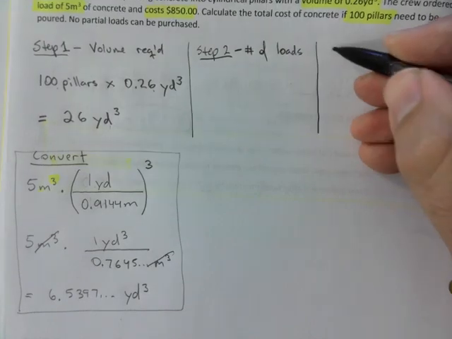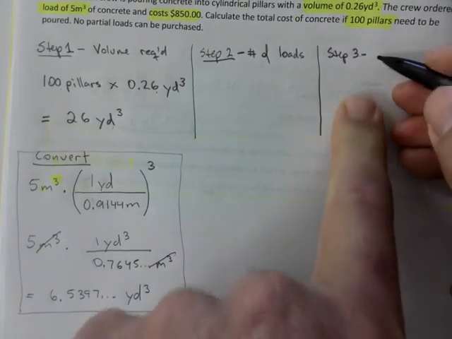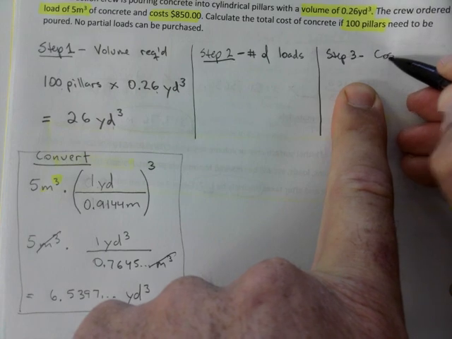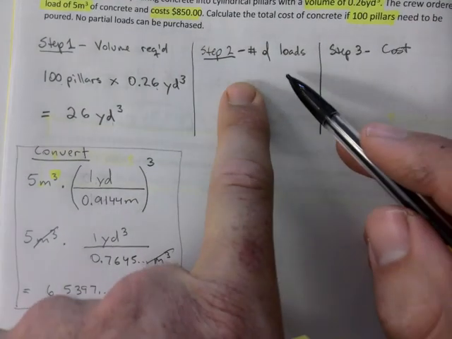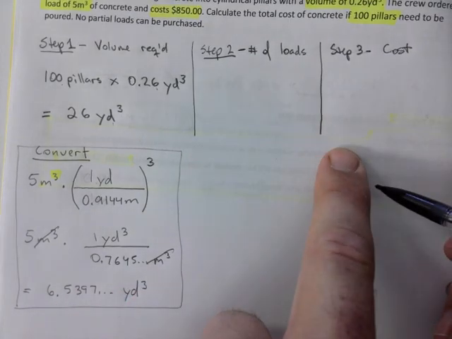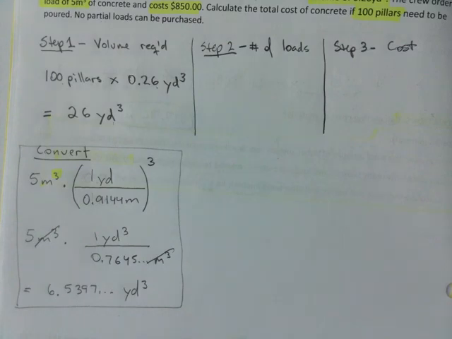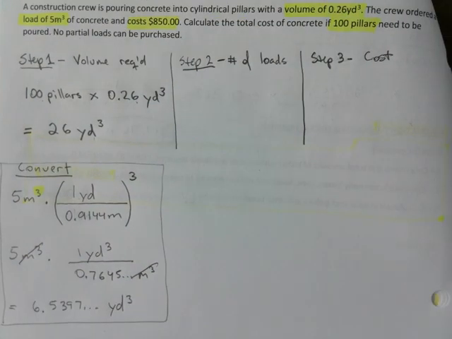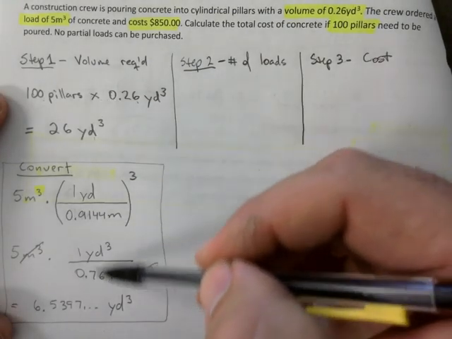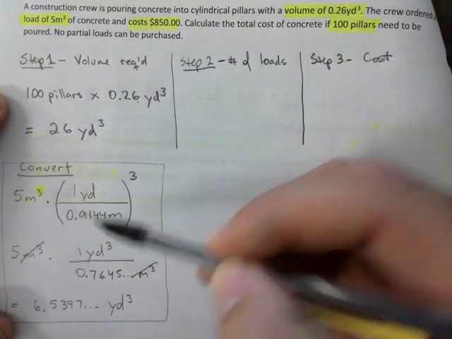And then step 3 will be the cost. I want you to take the time, figure out how many loads you'd have to order, and then figure out the cost. I will come back, but I'll give you a couple minutes to try this on your own before we move on. The hardest part was probably dealing with this and then maybe this.